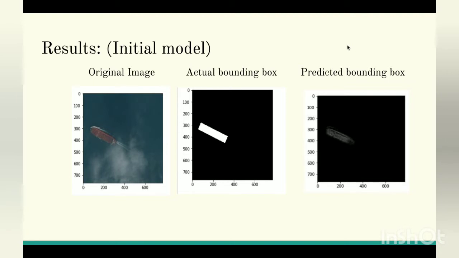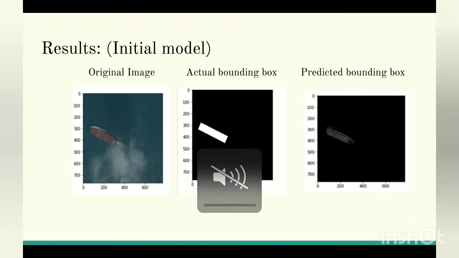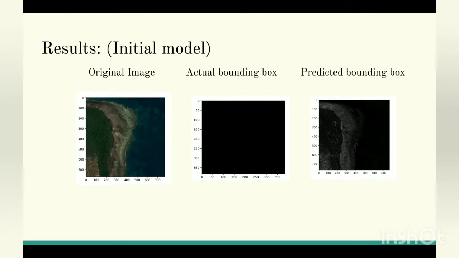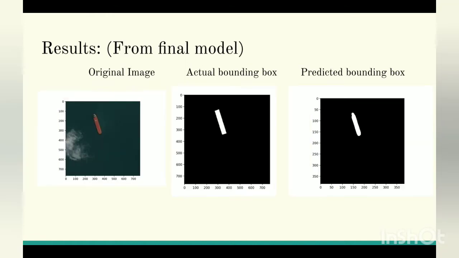So this was the initial model that I presented to you, and these were the results that we got from the initial model. You can see that the model was able to detect the edges, but it's not able to fill out the boxes. So it's able to regenerate the image, but cannot fill the boxes entirely. Also, when there's noise present, the model just regenerates the image back in terms of the pixel intensities rather than learning what a ship is.